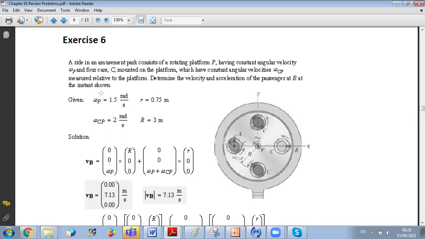In this problem, you can think in several ways. Okay? So let us do the analysis together. First, what do we have? We have a big plate P. This big plate is characterized by a certain angular velocity omega p.